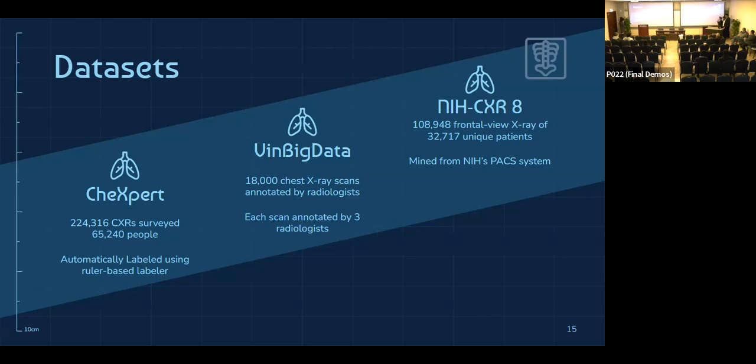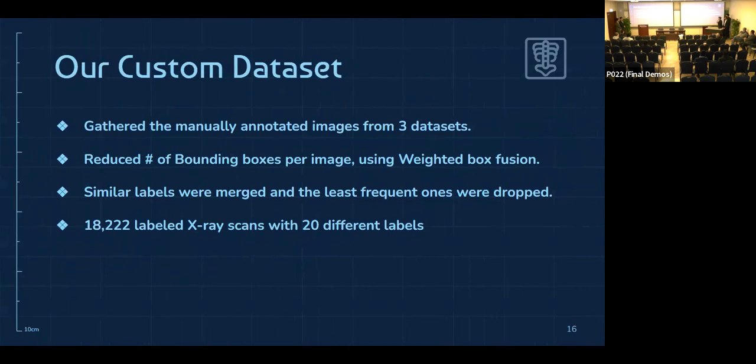It contains more than 100K images, and the labels were mined from NIH systems. So for our custom set, CheXpert and NIH both had mostly automatically labeled images, but they also had some manually annotated images. So we gathered the manually annotated images from VinBigData, from CheXpert and from NIH, and put them all together.